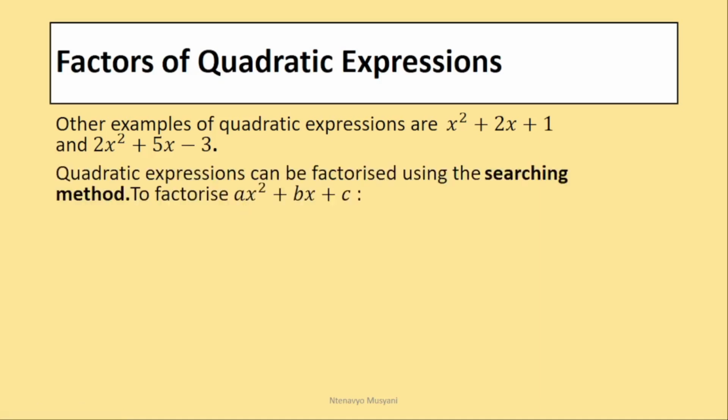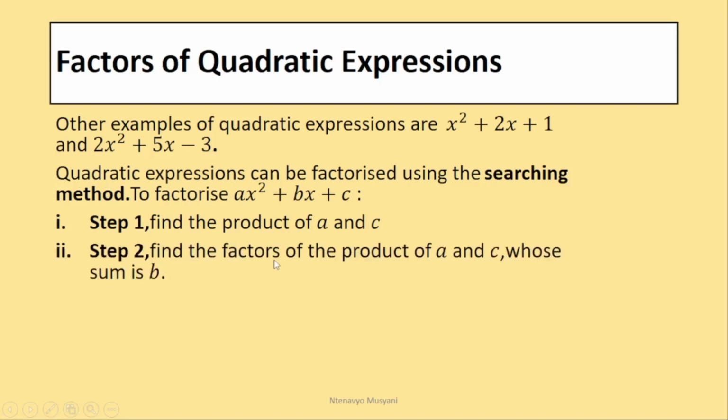Quadratic expressions can be factorized using the searching method. We search for factors and we break up the bx term. So to factorize ax squared plus bx plus c, we're going to find what we call the product of a and c. Then we're going to find the factors of the product of a and c, whose sum is b.